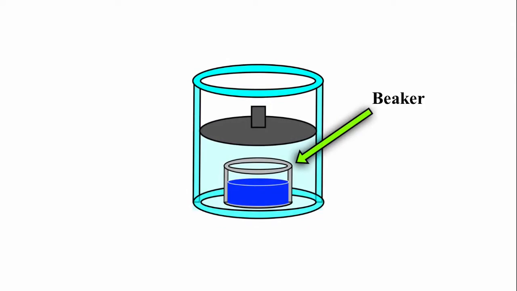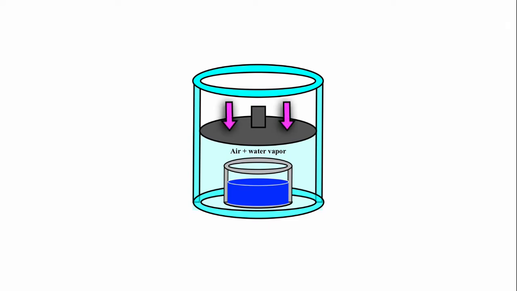For example, if we took a beaker of water and we placed it into a cylinder that's fitted with a movable piston for a lid, some of that internal space would be occupied by both air and water vapor molecules. If the piston isn't moving up or down, then that means that the gas pressure inside of the cylinder equals the atmospheric pressure on the outside.